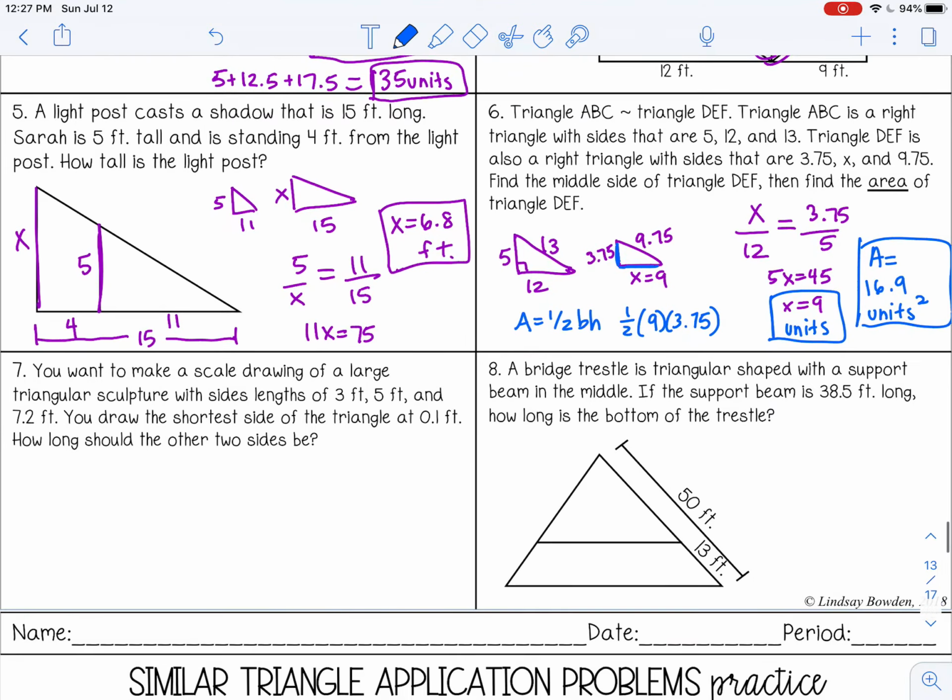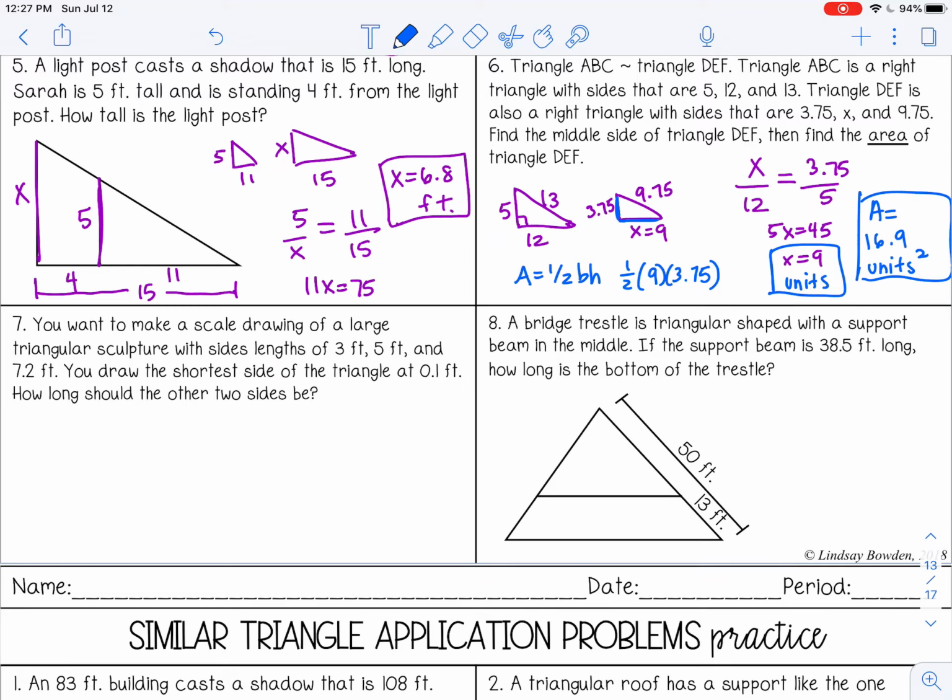All right, last two examples. Number 7, you want to make a scale drawing of a large triangular sculpture with side lengths of 3, 5, and 7.2. Okay, so let's draw that. If you draw the shortest side of the triangle at 0.1, how long should the other two sides be? Okay, so let's draw a little baby one that mirrors the bigger one. So the shorter side is 0.1. We need to find the other two, so I'm going to have an x and a y. So let's solve for x first.